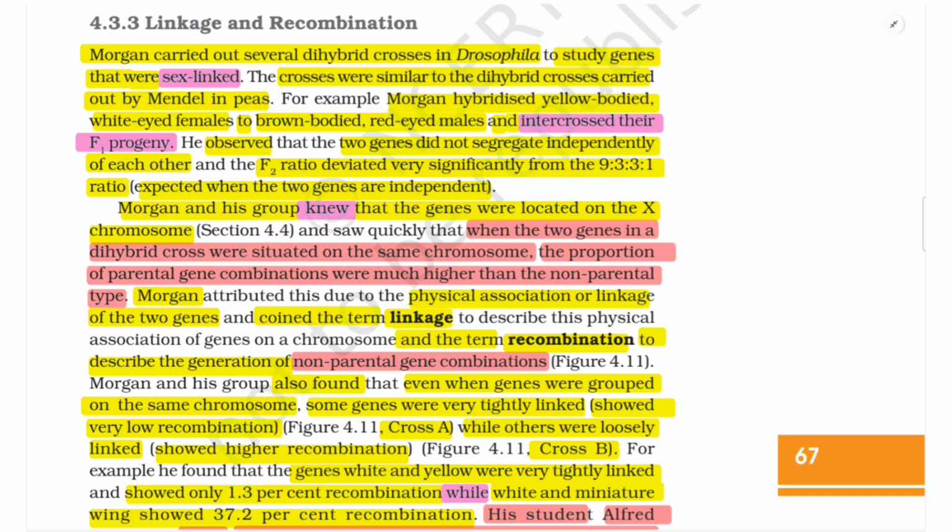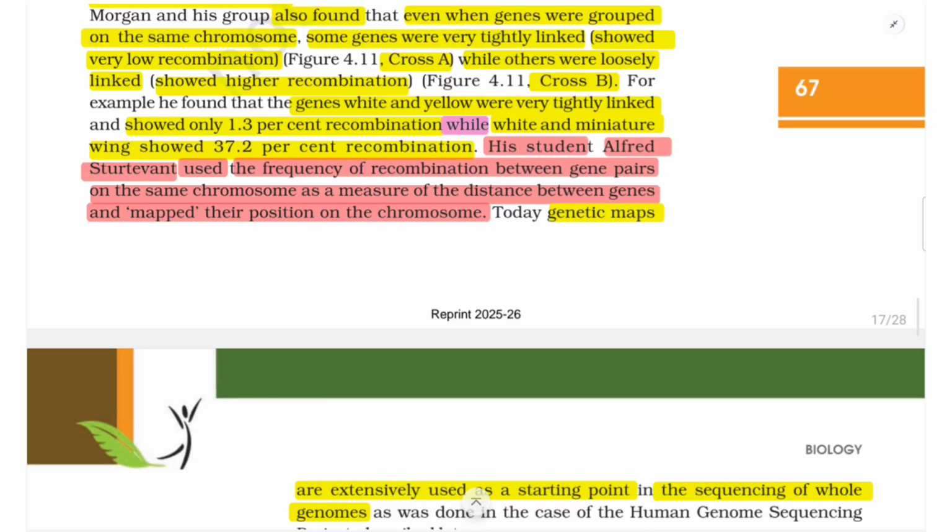Morgan and his group knew that the genes were located on the X chromosome, section 4.4, and saw quickly that when the two genes in a dihybrid cross were situated on the same chromosome, the proportion of parental gene combinations was much higher than the non-parental type. Morgan attributed this to the physical association or linkage of the two genes and coined the term linkage to describe this physical association of genes on a chromosome, and then the term recombination to describe the generation of non-parental gene combinations, figure 4.11.